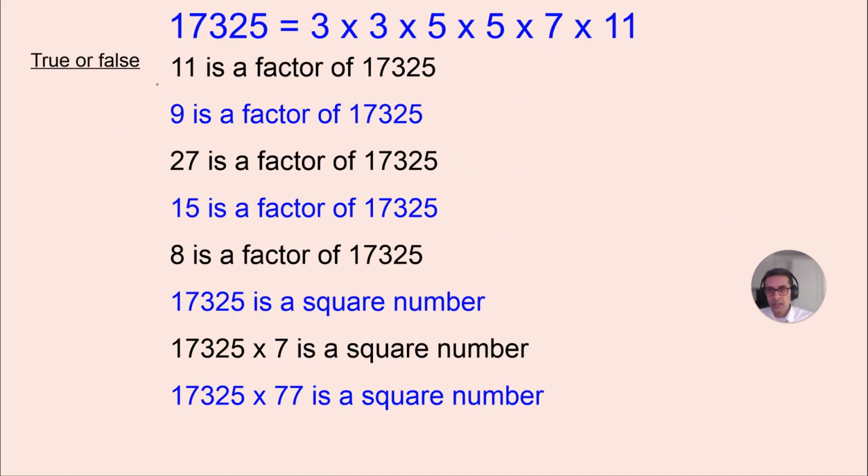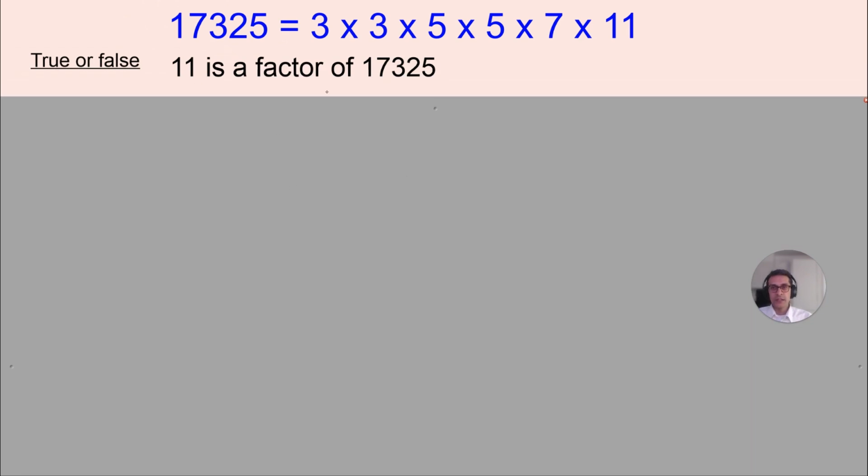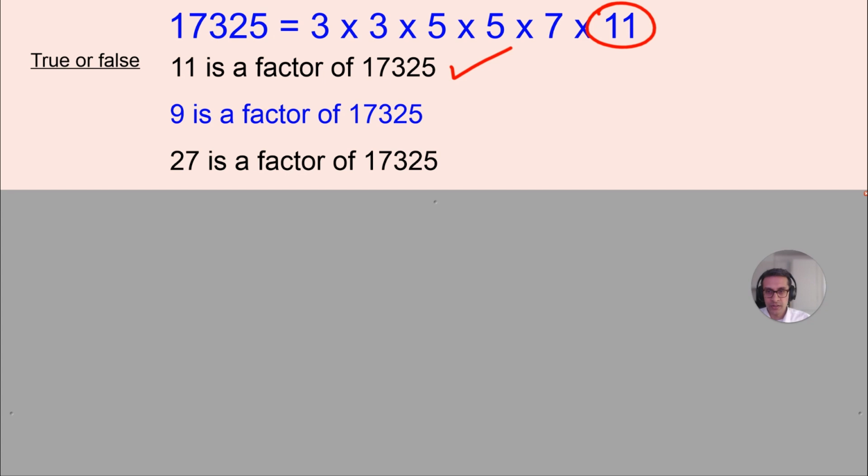Okay, true or false? Let's assume that this statement up here is true. So this is your number that's been given as a product of primes. And we're going to use that to decide whether the following is true. 11 is a factor of the original number. Well, we can see that 11 is a factor, so that's true. Have a look at the next 2 statements.